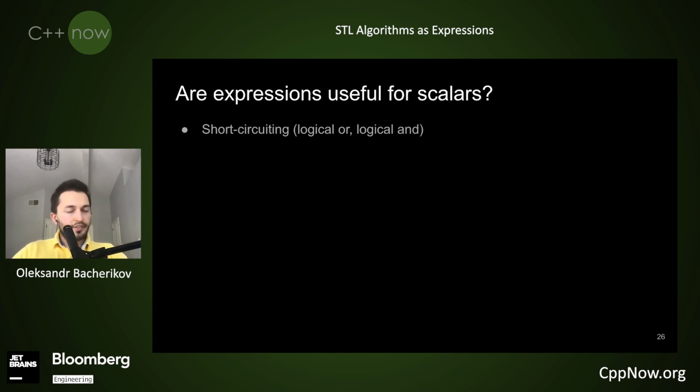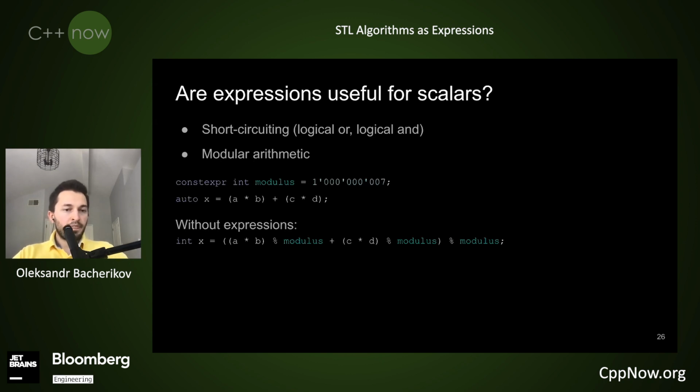Well, the first obvious use case are short-circuiting operations. For example, in logical OR, if the first argument is true, you don't need to evaluate the second argument at all. But there is a more interesting example. This is a modular arithmetic example where you have some modulus. Let's say it's a prime number around 1 billion. And you want to evaluate some expression with that modulus.